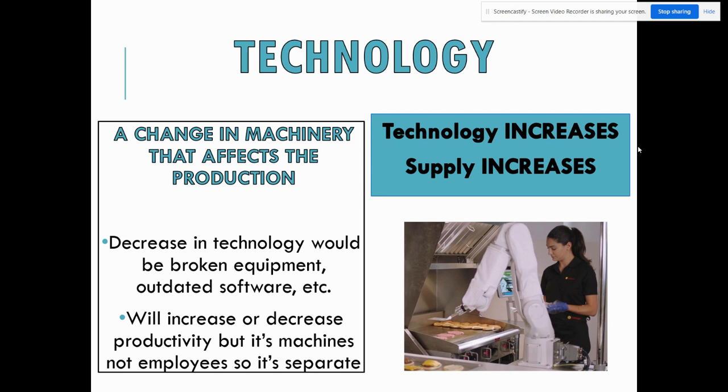And if their technology decreases, that looks like outdated software. It looks like machines breaking down. It looks like computers that are really slow and it takes a lot of time for them to work. It looks like credit card machines that don't work all the time, right? So that would be a decrease in technology that makes the job more difficult, that slows things down, and so that would decrease supply. Okay, so anything machine related fits in this category.